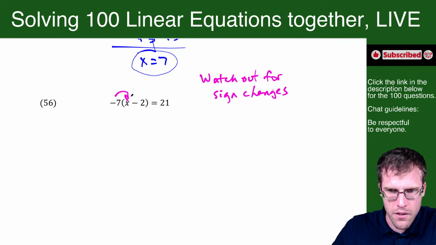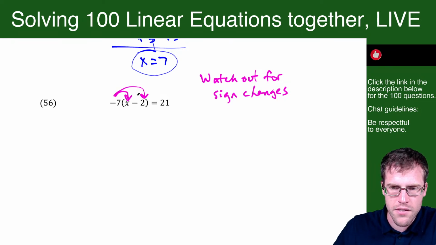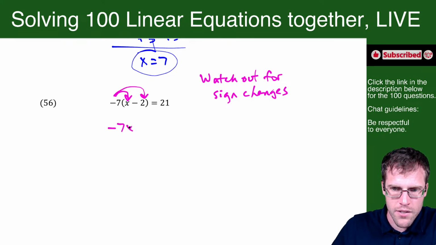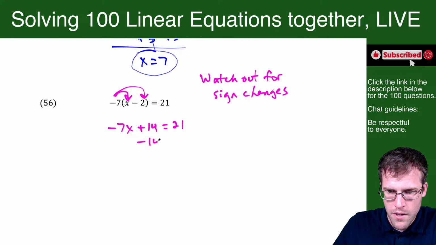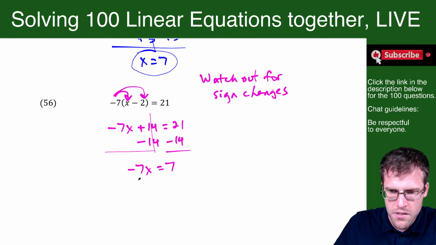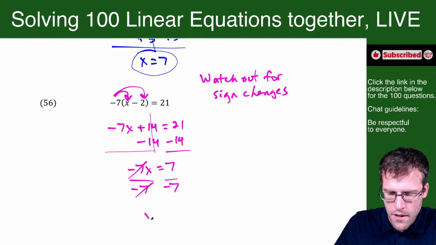So here, negative 7 times x, negative 7 times negative 2. We're going to do negative 7x. And now negative 7 times negative 2 is positive 14. And this is equal to 21. So now minus 14 on both sides. And you've got negative 7x equals 7. Divide both sides by negative 7. And x equals 7 divided by negative 7 is negative 1.